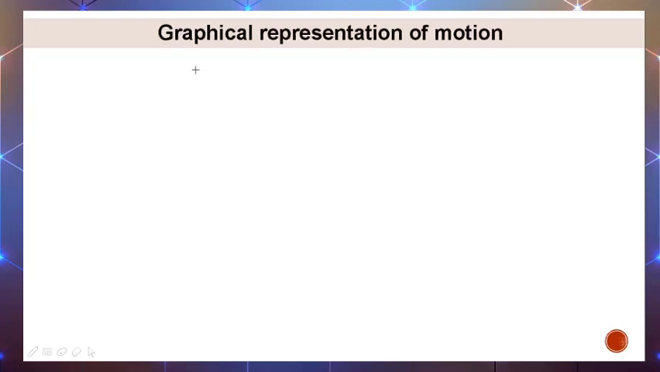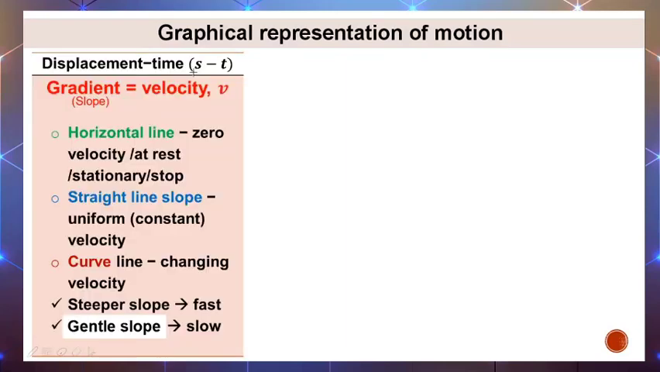Now we move to the next slide. Graphical representation of motion. The first is displacement against time graph. In this graph, you can get the velocity from the gradient of the graph. Here, our displacement is on the y-axis and time on the x-axis.